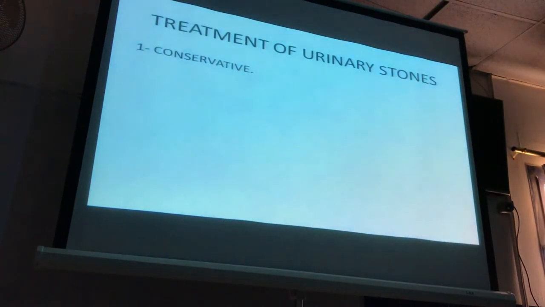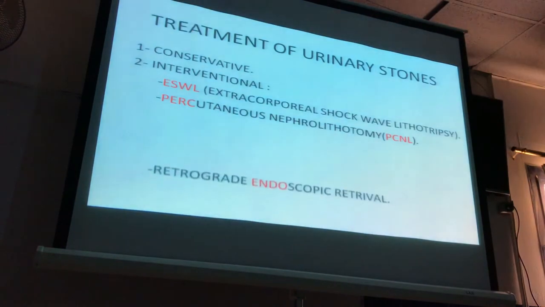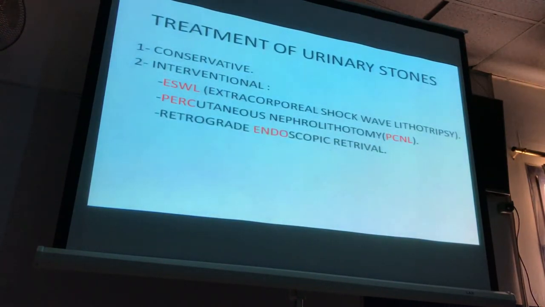Treatment of the urinary stones may be conservative treatment or interventional. Interventional treatment is of three types as well: extracorporeal shockwave lithotripsy, percutaneous nephrolithotomy, and retrograde endoscopic retrieval, and then open surgery. As you see, 50 years ago open surgery was number one. Now it is number four. Why? Due to the development in laparoscopy instruments. So intervention now is mainly by laparoscopic measures.